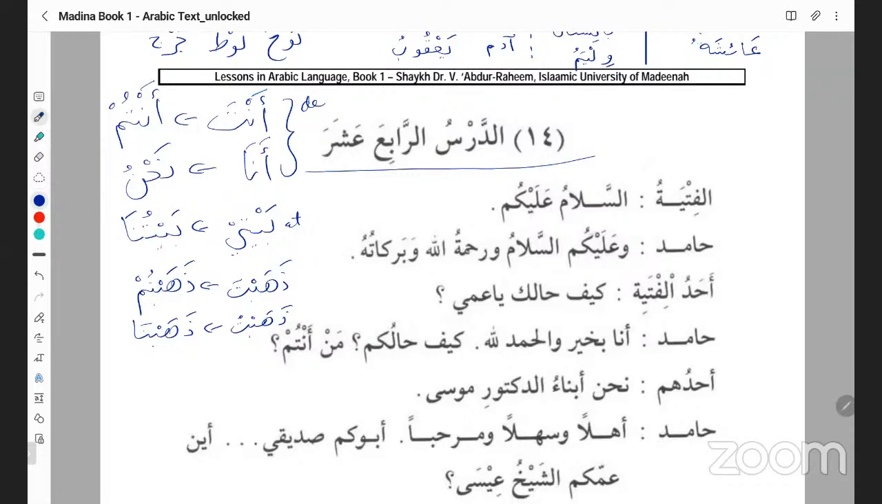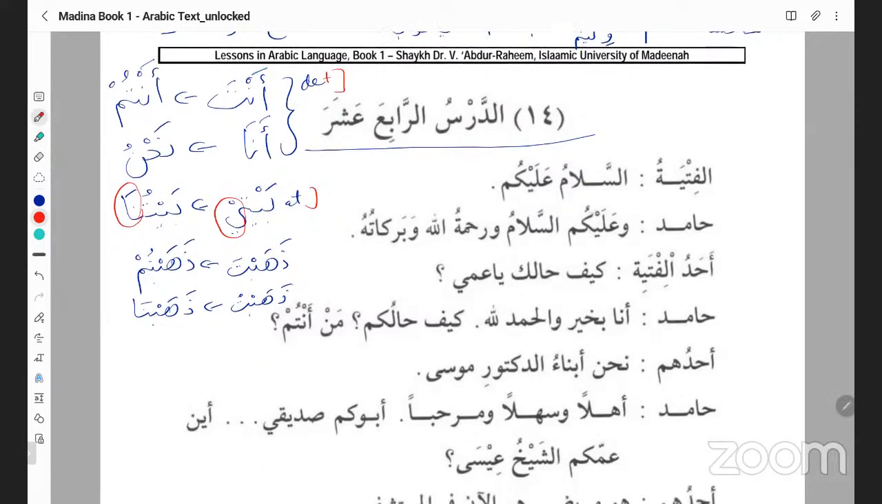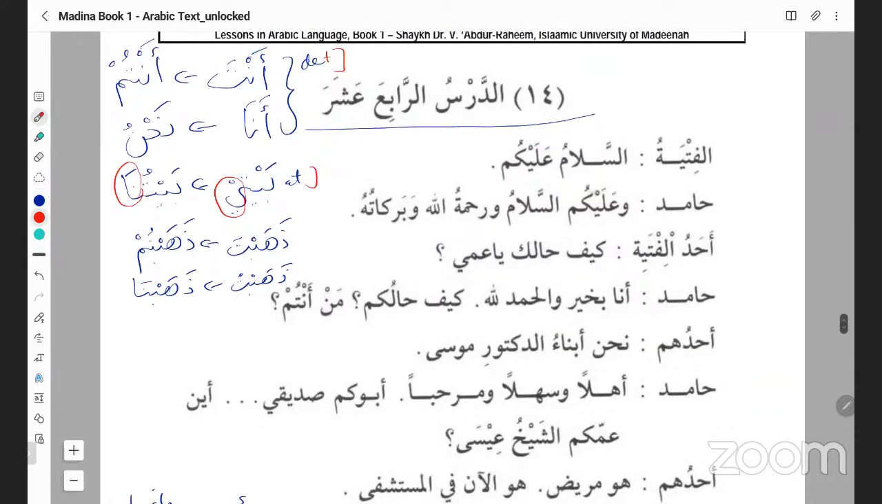We've done this before. The ya is for my and the na is for our. So bayti, my house, and baytuna, our house. So these are the attached and these are the detached. Then when you look at the verbs, dhahabta means you went. The ta is the fa'il, which is the pronoun here, which means anta. So it means you went.